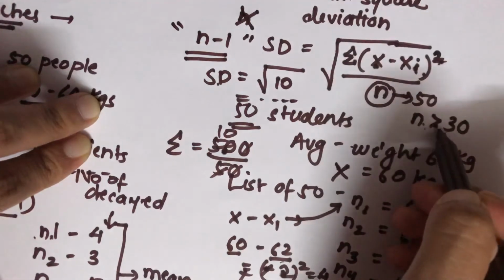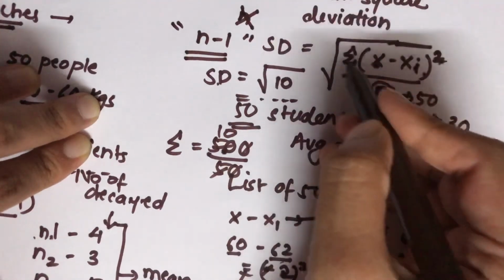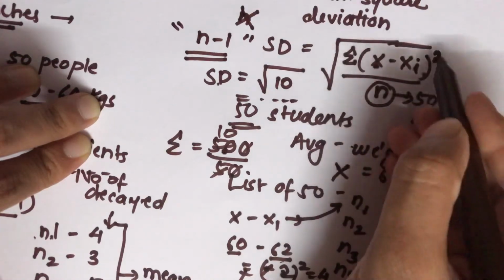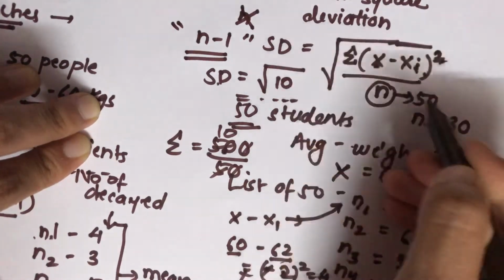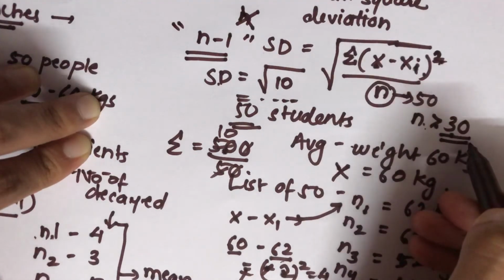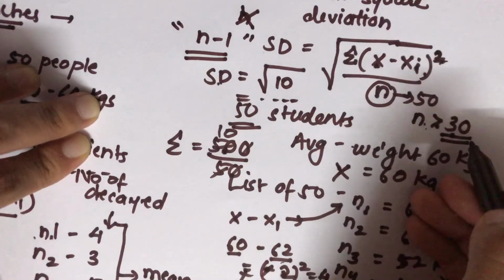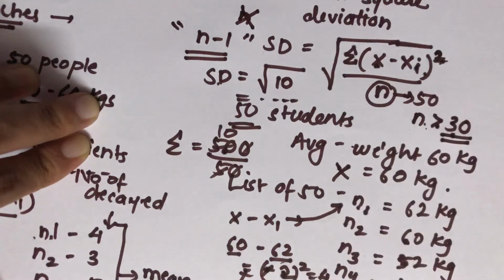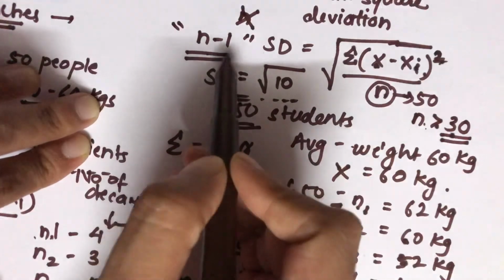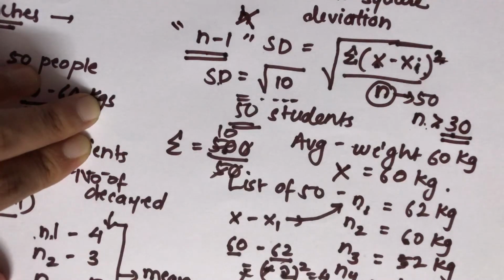If the observations are less than 30, the formula will be the square root of the sum of (x minus xi) squared upon n minus 1. But it is only if they are less than 30. If the observation is for a group of less than 30 people, in that case you are using n minus 1 as the denominator. So this is all that you should know for standard deviation.